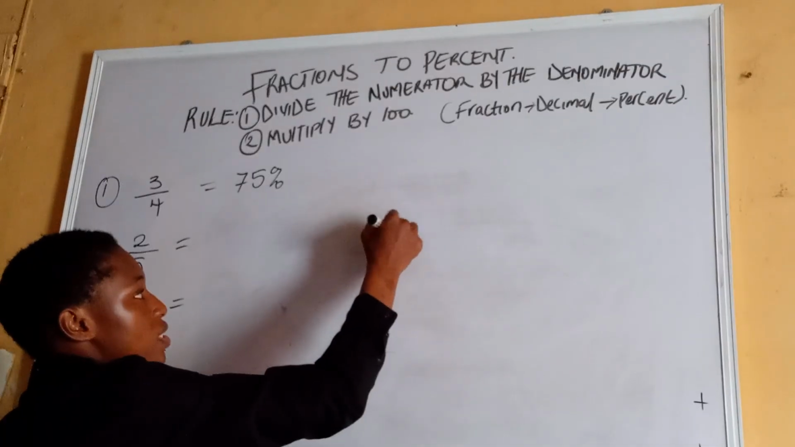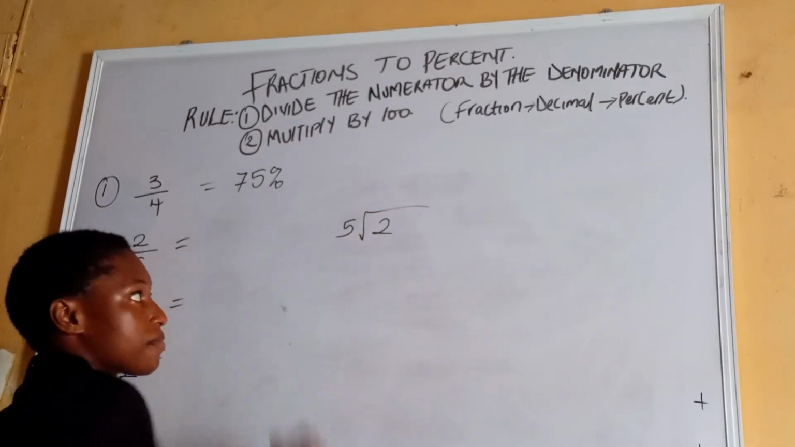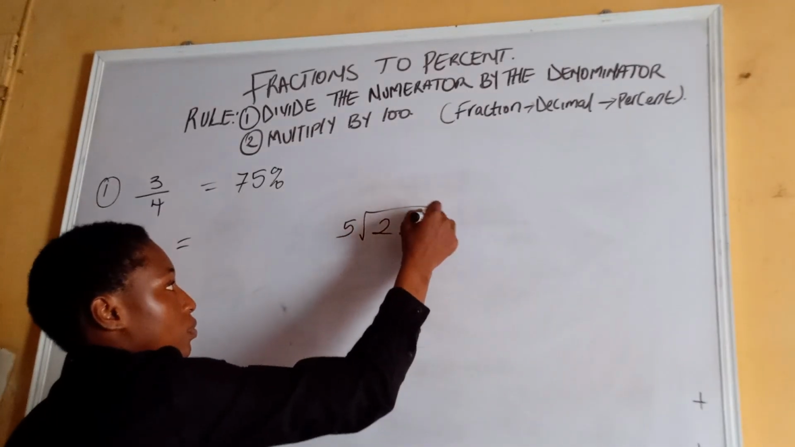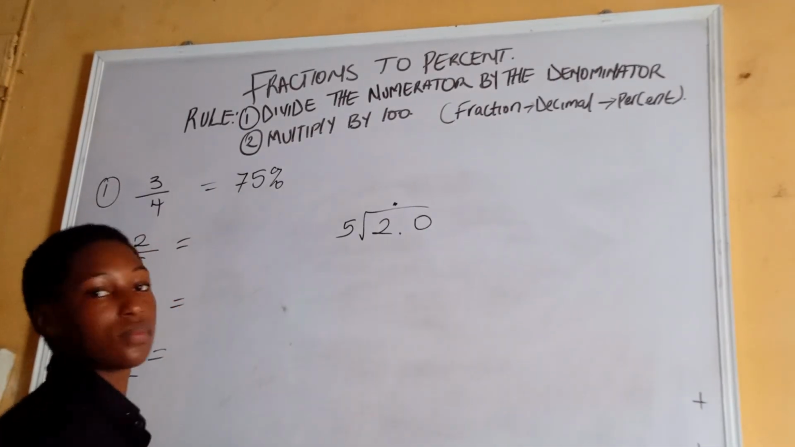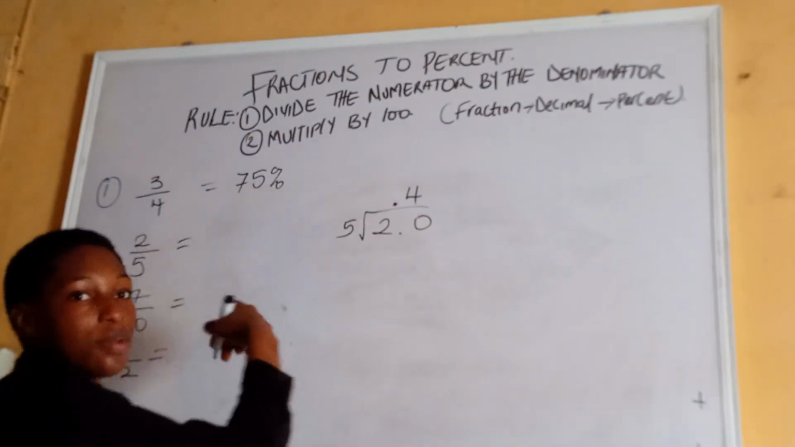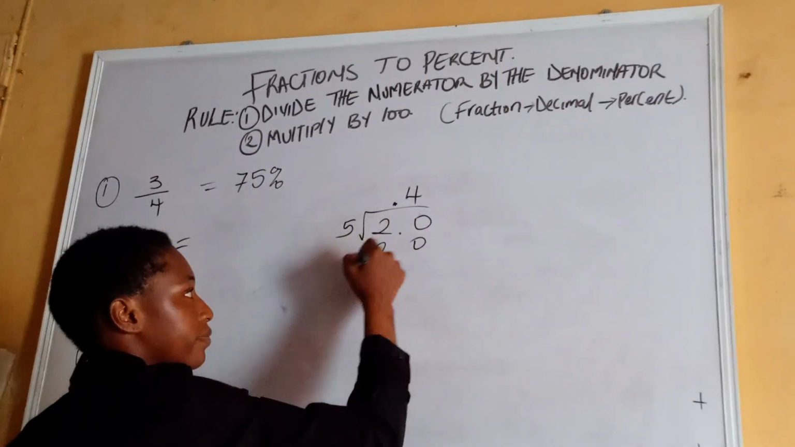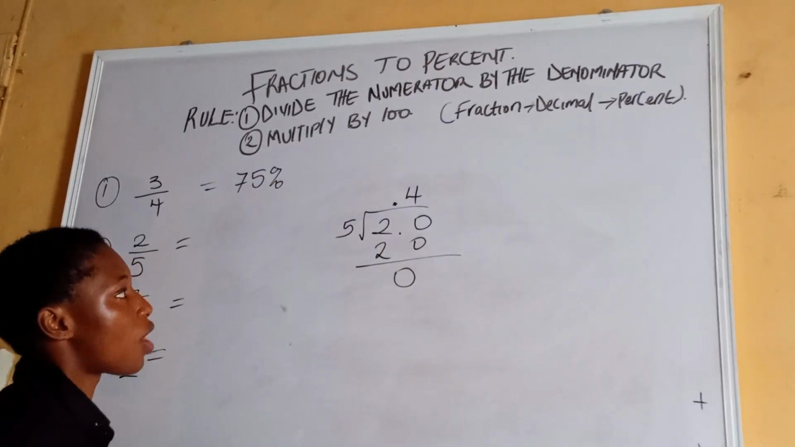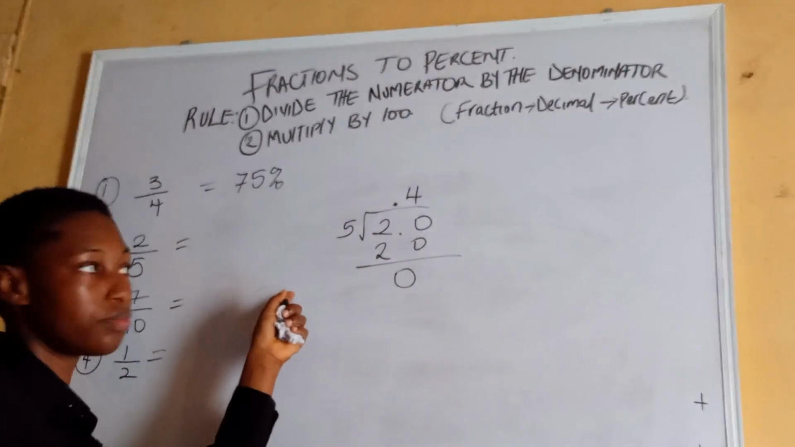Long division again, 2 inside, 5 outside. 2 cannot divide 5, it doesn't work. So 20 divided by 5 is what? 4. 5 times 4 is what? 20. 20 minus 20 is 0. So our answer is 0.4.